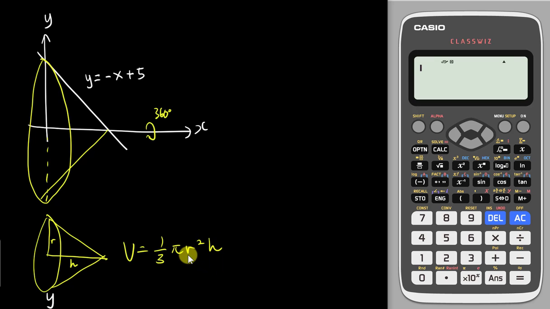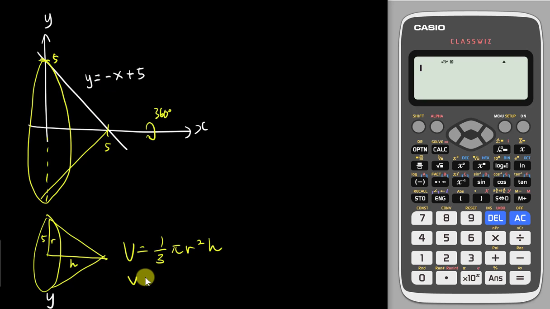So what you need to do is you just need to know what your r and h are. So you understand your r here basically is your y-intercept, right? Your h here is basically from 0 to your x-intercept, right? So you can easily find the y-intercept here, which is to make x 0. So this one will be 5 here. So the height here will be 5. The x-intercept, you will make y 0, you will get 5 as well.